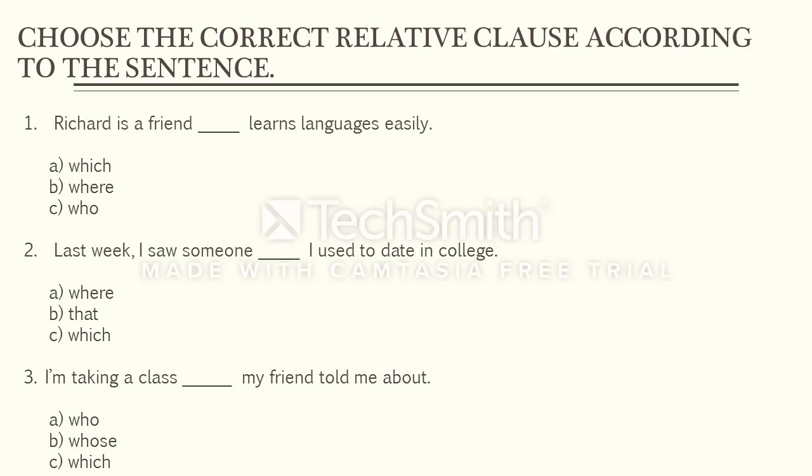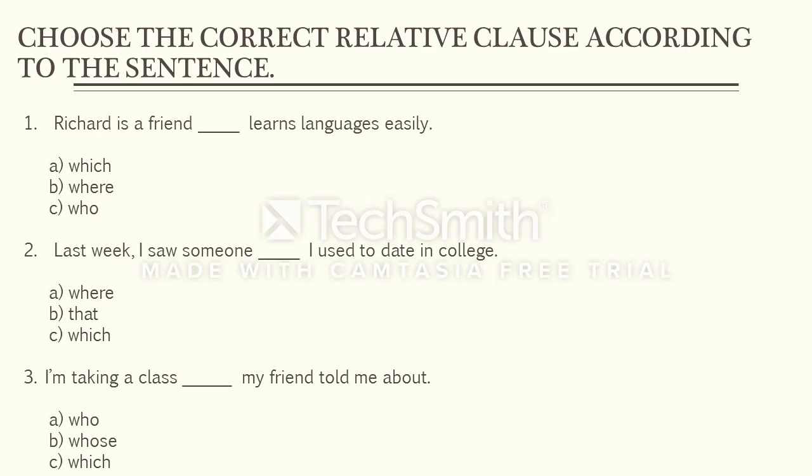So Richard is a friend learns languages easily. All right, so which is the correct form? You decide, you write it down, think about it, and I will tell you the answer, but I want you to think, okay? Just to remind you that which is for things, where is for places, who is for people, who or that for people, which or that for things, and where for places.